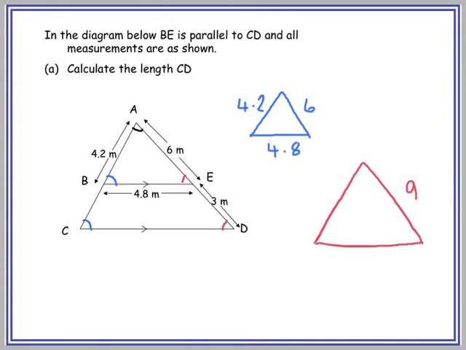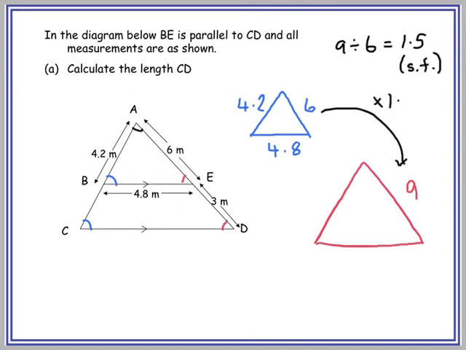So the obvious way of getting the scale factor is I know that this side here corresponds to this side here, so I can work out how many times the bigger triangle is than the little one by doing 9 divided by 6. That's 1.5, so that is my scale factor. So it must be times by 1.5. So we need to work out the length from C to D.